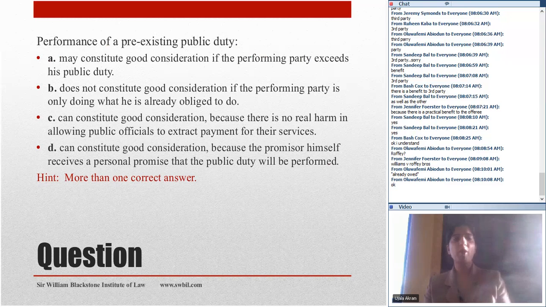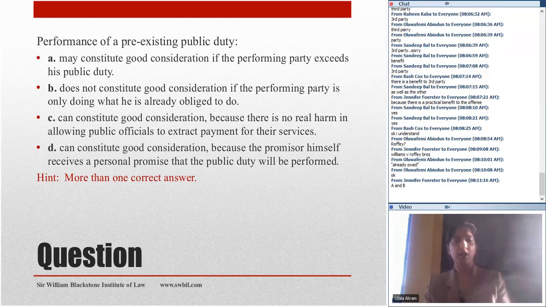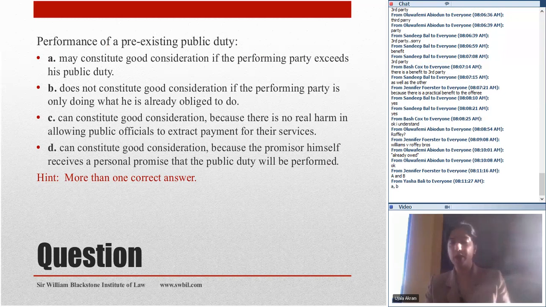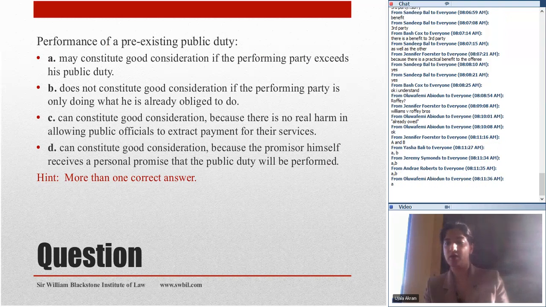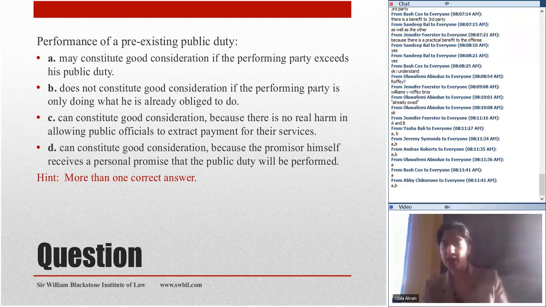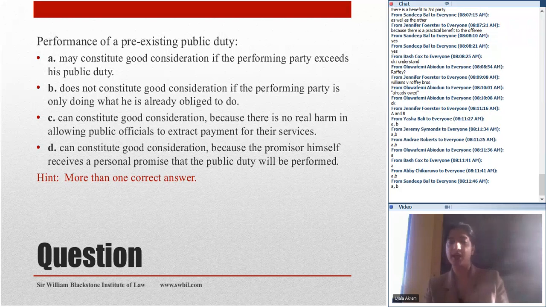One more. Performance of a pre-existing public duty. Select the best answer, and there may be more than one correct answer. A, performance of a pre-existing public duty may constitute good consideration if the performing party exceeds his public duty. B, does not constitute good consideration if the performing party is only doing what he is already obliged to do. A and B. Yasha and Jennifer think it's A and B. Temi is saying A. Saliha is also saying A and B. So most of you are saying A and B.